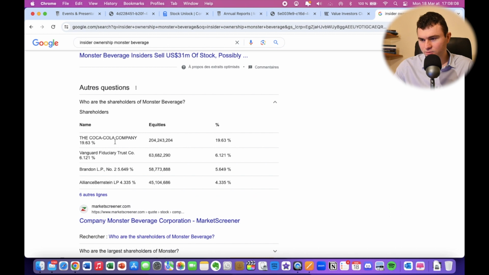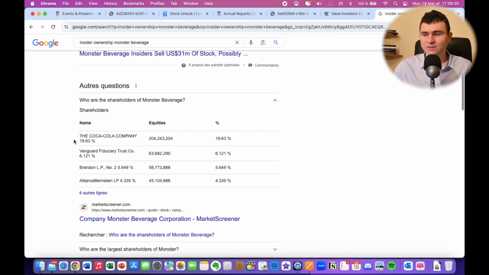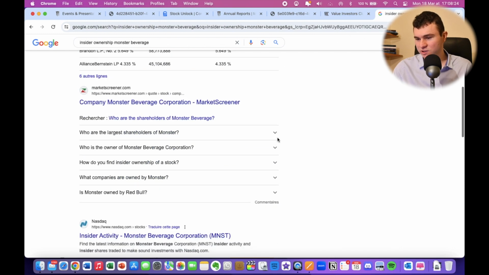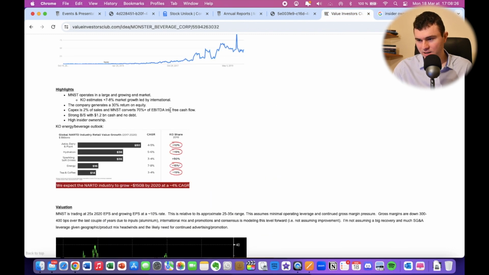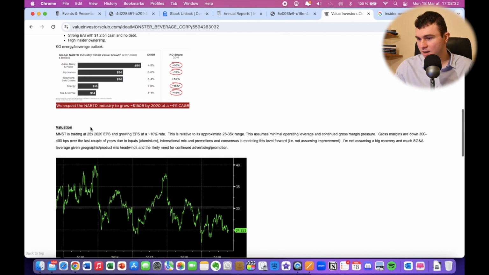Who are the main shareholders? Coca-Cola, 20%. Okay, that's good to know. So it's not high insider ownership. It's just that Coca-Cola has a partnership with them, and they took a 20% position. I would not say it's high insider ownership. Maybe it was the case in 2019, but I don't think that's true now. Or maybe I'm mistaken.